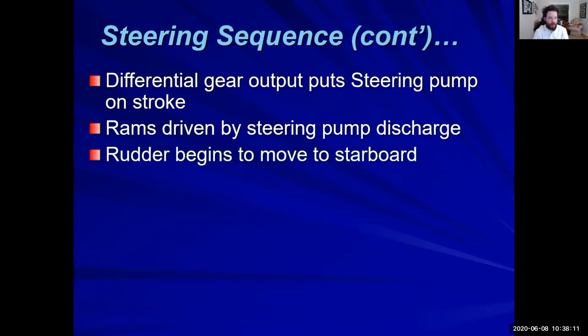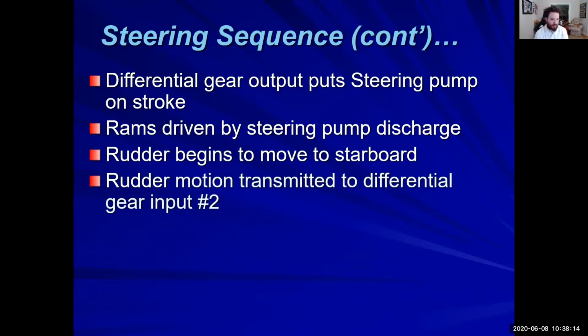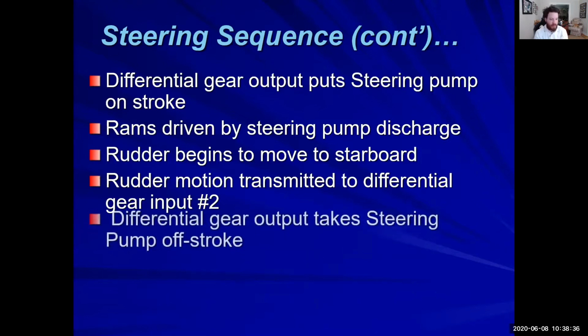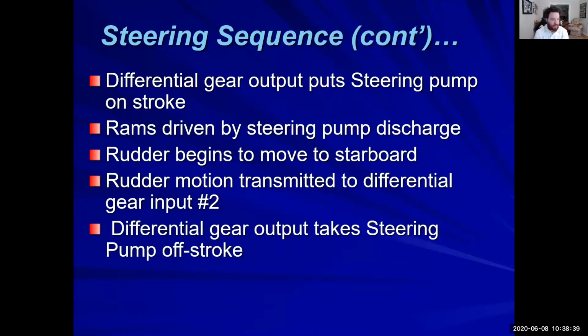The rudder begins to move to starboard. As soon as it moves that 0.0001 repeating whatever degree, you're going to have input gear number 2 putting input into that differential. The rudder motion is transmitted to differential gear number 2. The differential gear output takes the steering pump off stroke. So when they meet up, they're going to be rotating the opposite, and they're saying, hey, we have what you want. Remember that whole negative feedback? That's what's happening here.